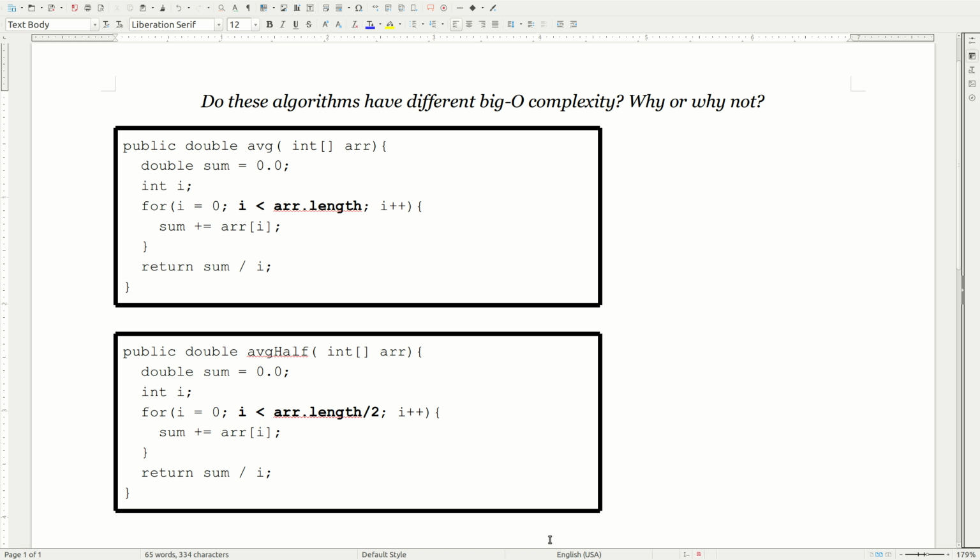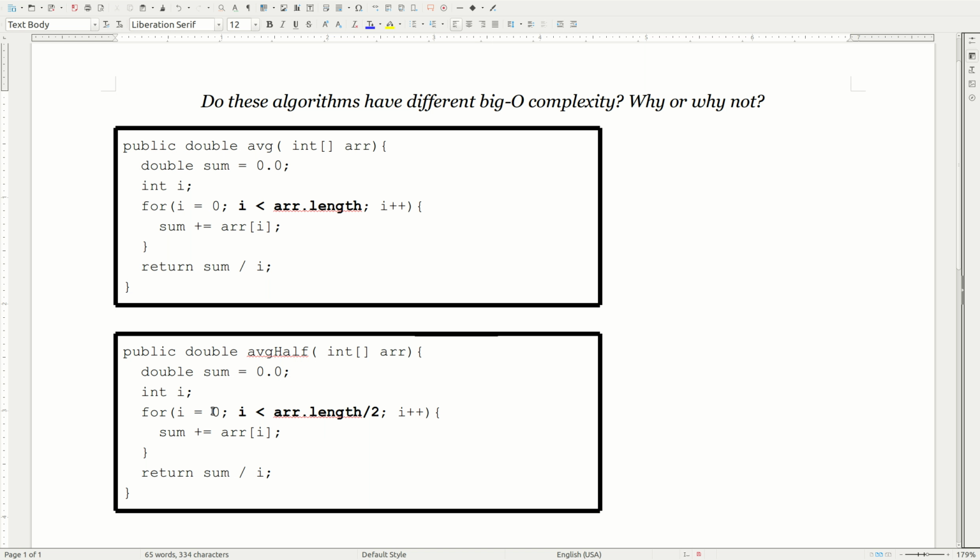We have here two pieces of code that are attempting to calculate or approximate the average of data in an array. The first piece of code takes each item from the array from index 0 to the array's full length. It sums them, and then it divides by the size of the array, by the number of items that it summed.